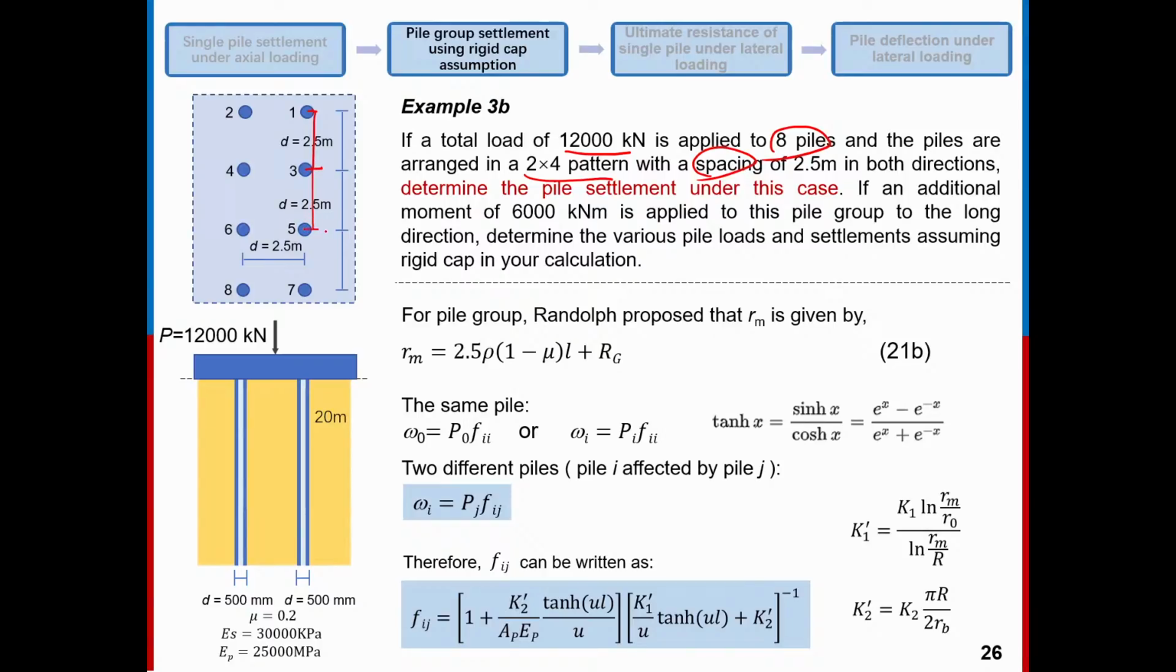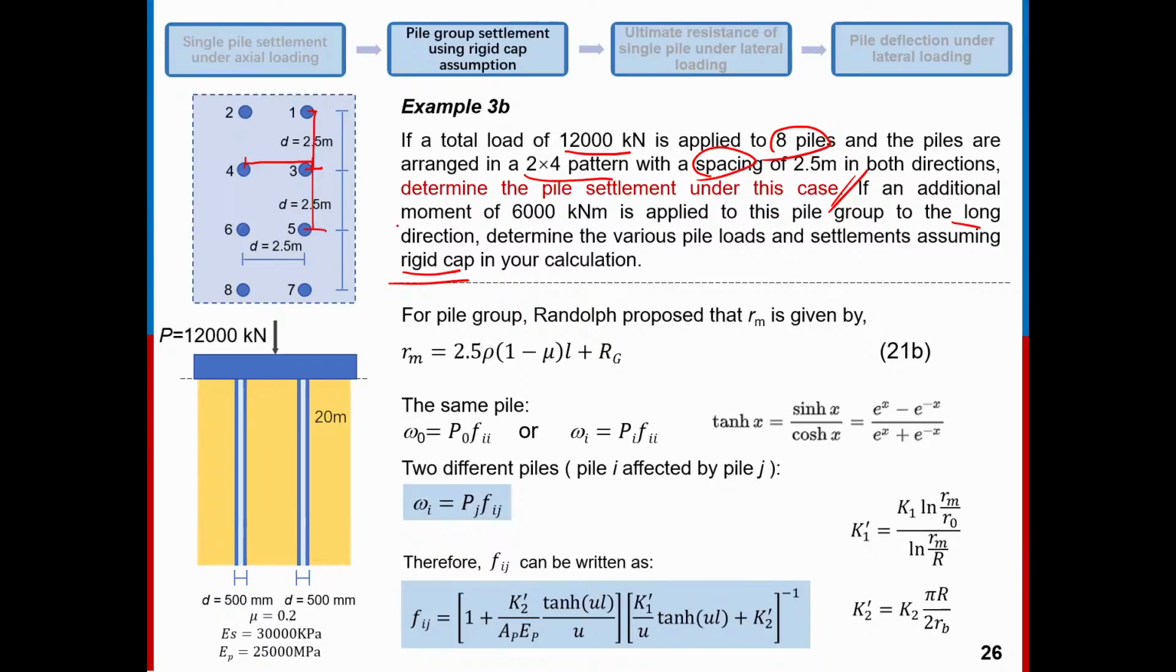So the center to center distance in the vertical direction and the horizontal direction are always equal to 2.5 meter, and determine the pile settlement under this case. Okay, this is the first half of this question. And the second half is if an additional moment is applied in the long direction, determine the various pile loads and settlement of each pile, assuming a rigid cap. So let's see the first section first.